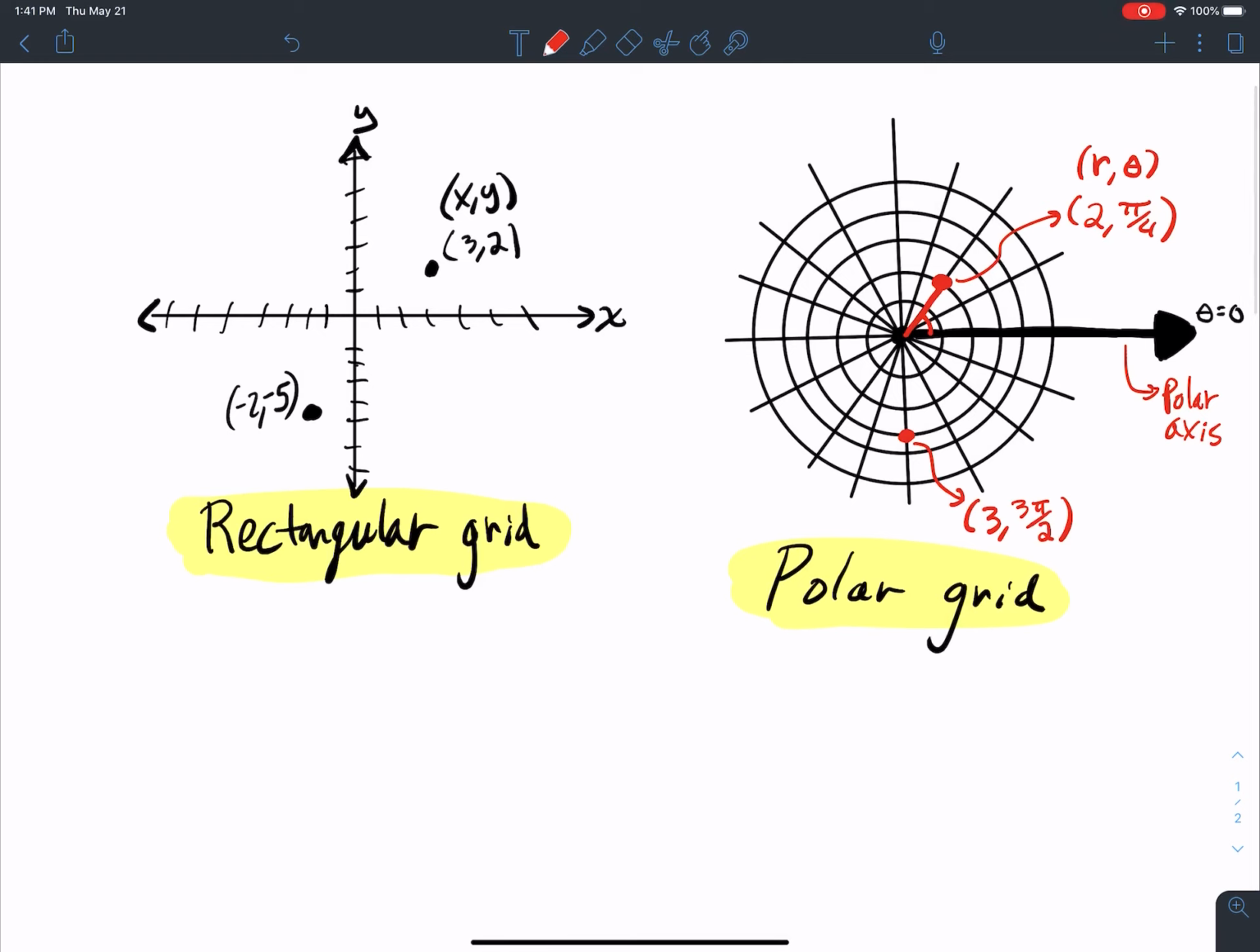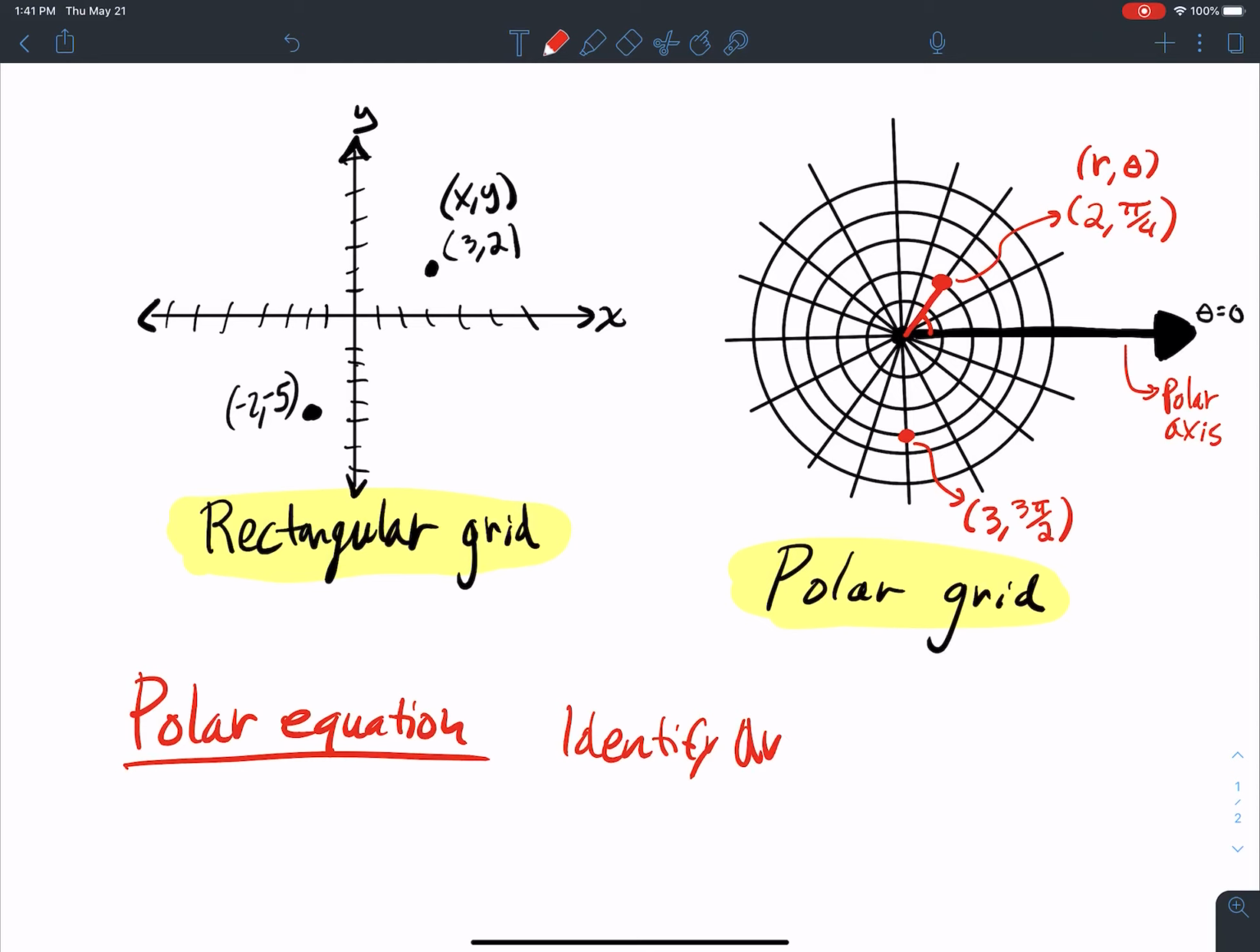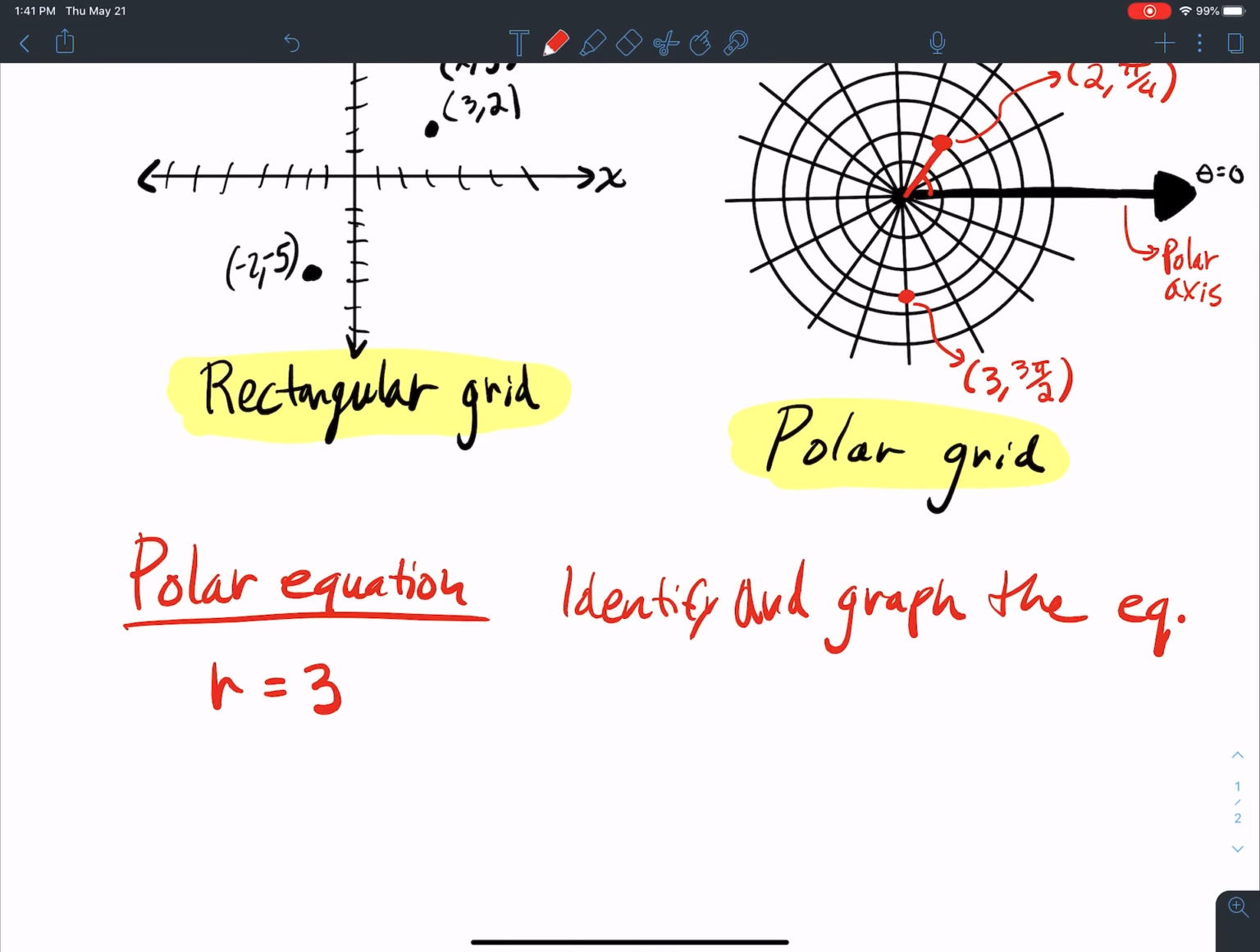So an equation whose variables are polar coordinates is called a polar equation. The graph of a polar equation consists of all points whose polar coordinates satisfy the equation. So first thing I'm going to do is identify and graph the polar equation r equal to 3.